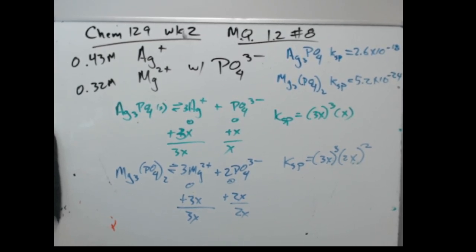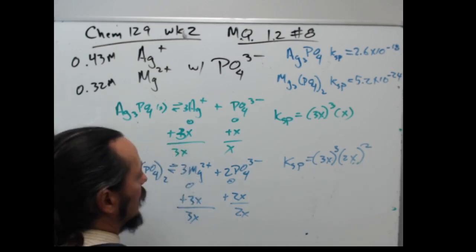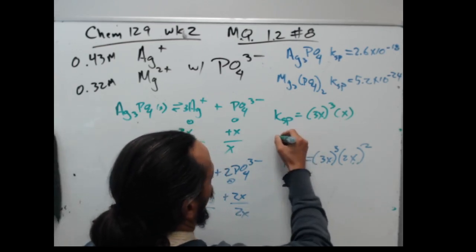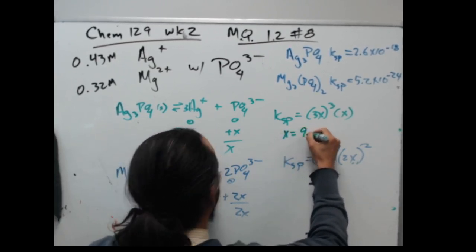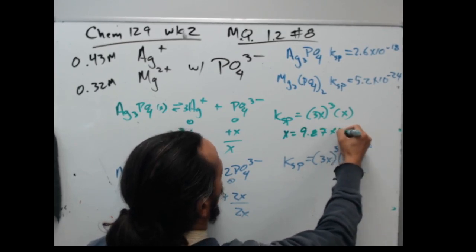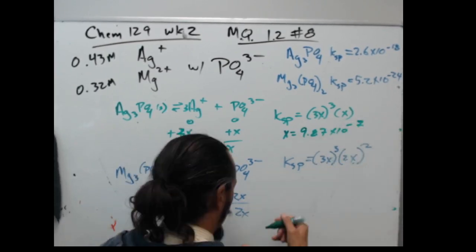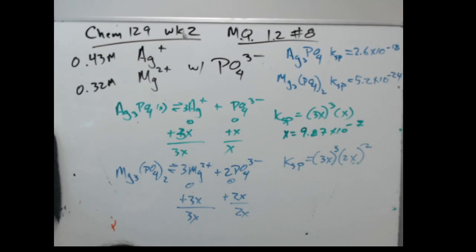I'm going to do 2.6 times 10 to the minus 18 divided by 27 to the power of 0.333333. And please double check my work because I am definitely fallible. 9.87 times 10 to the minus 7. Pretty good molar solubility.